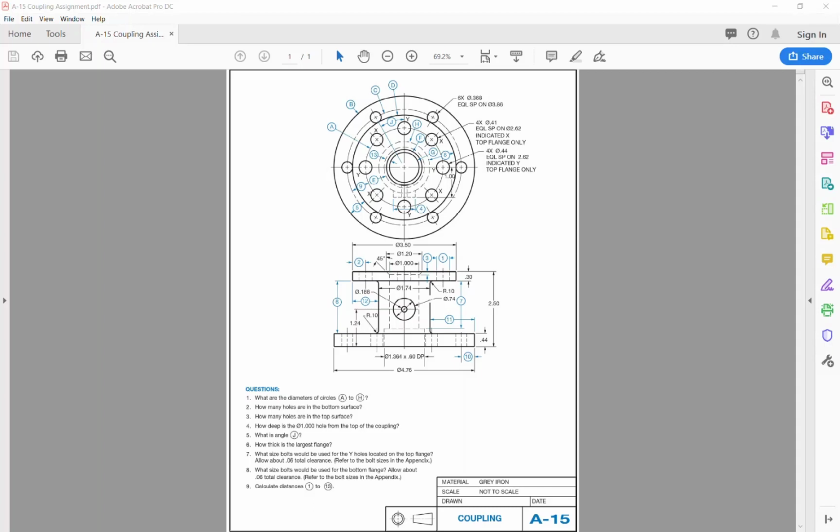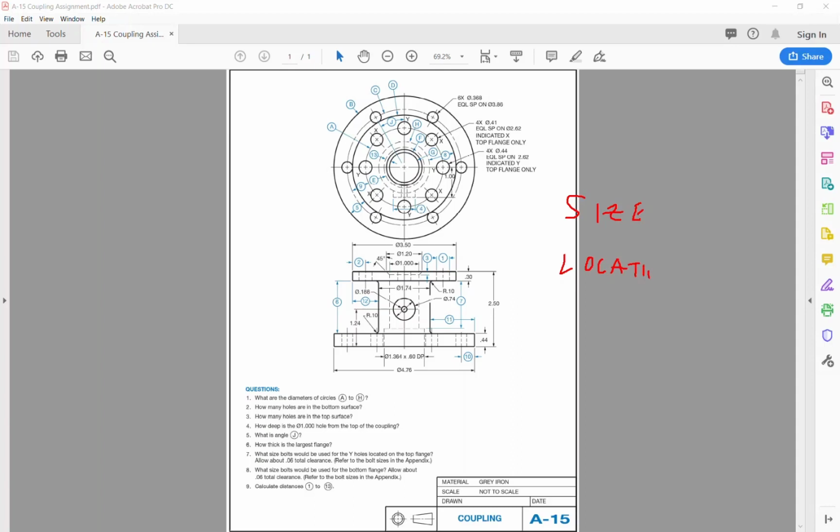Hi everyone, this is coupling A-15. In this activity, we're going to learn how to read an engineering drawing that has various cylindrical features. If you recall from our class, the two important aspects of cylindrical features are number one, the size, and number two, location. So size, I'll write that down here, and location.